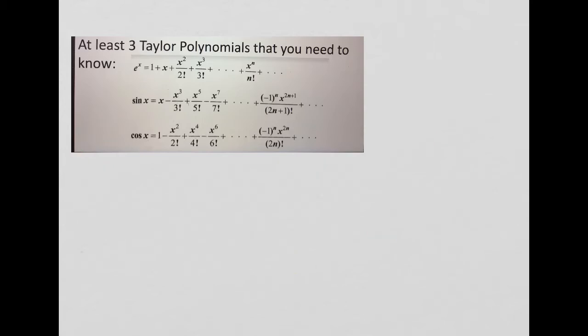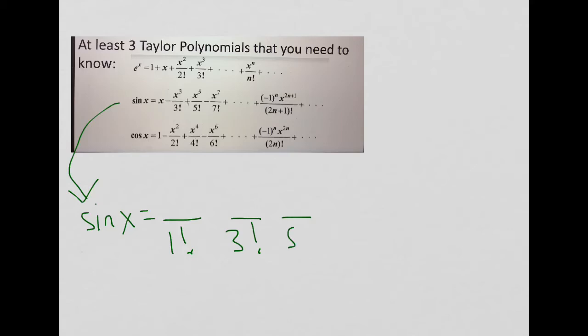Okay, so now that you know cosine starts with 0 factorial, 2 factorial, and they were the evens, sine of x, now we're down the alphabet. It's going to start out with the odds. So 1 factorial and 3 factorial and 5 factorial and so on.